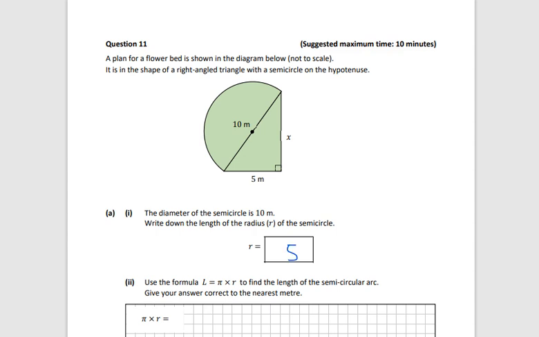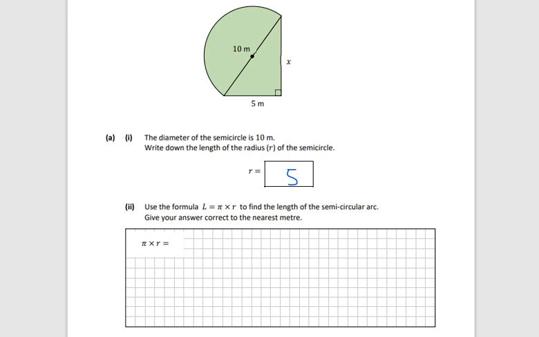The second part, they give us the formula already. We just have to do pi multiplied by r. So you just have to do pi and then multiply by what r is. R is 5, we know already from the last part. And on the calculator we get 15.707 and so on. So when you round that off to the nearest meter, which they want, that gives you 16.